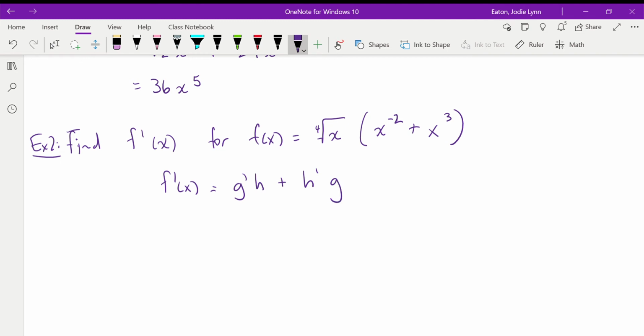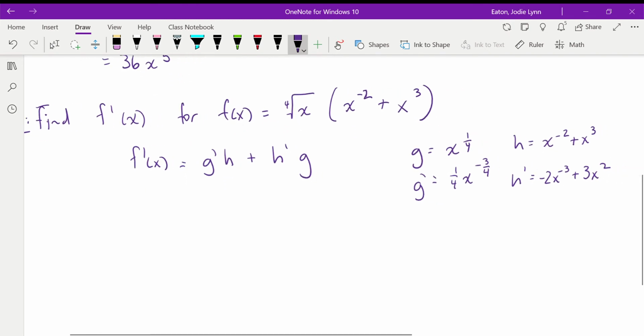Okay, so let's make our first function g equal x to the power of 1/4. So g prime is 1/4 x to the negative 3/4. And h is equal to x to the minus 2 plus x cubed. So h prime is negative 2x to the minus 3 plus 3x squared. We're again using our power rule to get all of these.